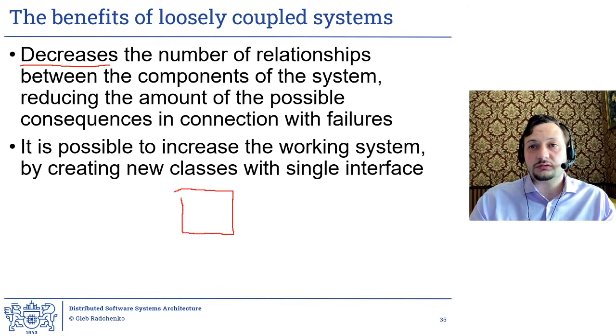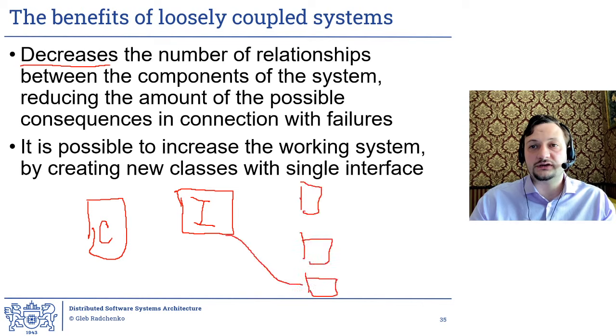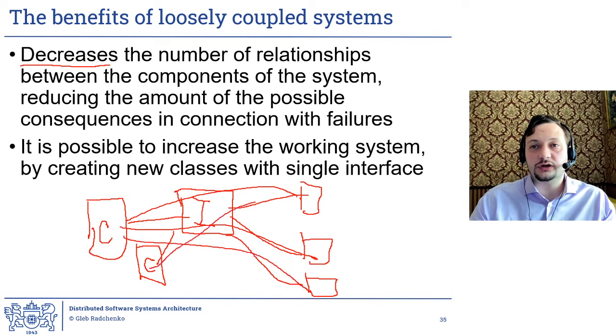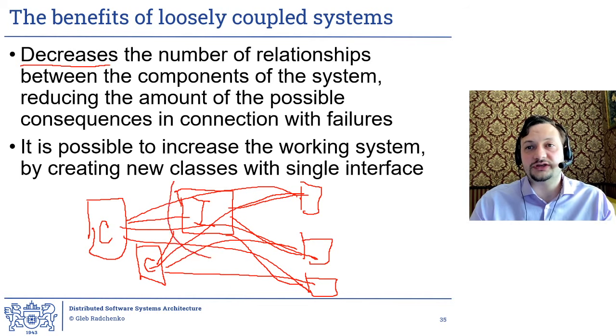So now we have the interface, now we have class 1, now we have a set of classes that implement the interface, and the number of connections here is clearly less than if we would connect each of the classes directly to one another without the common interface. And the implementation of the common interface allows us to decrease the amount of connections between the elements of our system.